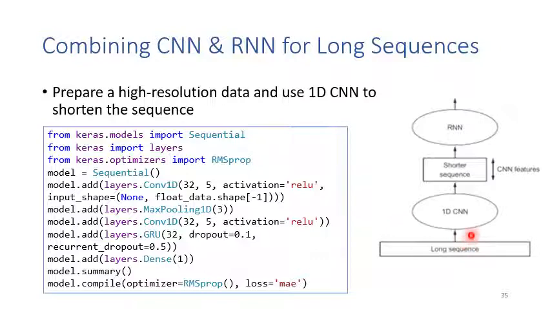A long sequence is filtered by a 1D CNN model. The CNN will merge multiple data points into one, and the shorter sequence can be sent to the RNN, which can be better trained on the shorter sequence. So using Keras, we first add a convolution 1D layer in our sequential model, and then do max pooling, and finally send the shorter sequence to the GRU, the recurrent layer, and output the prediction.